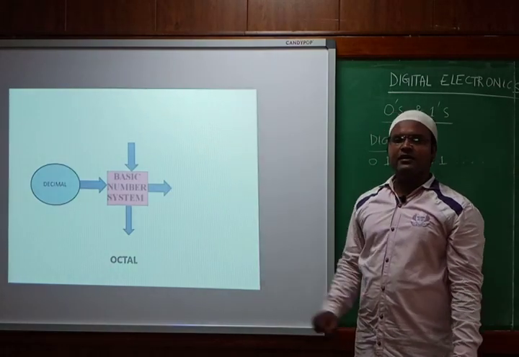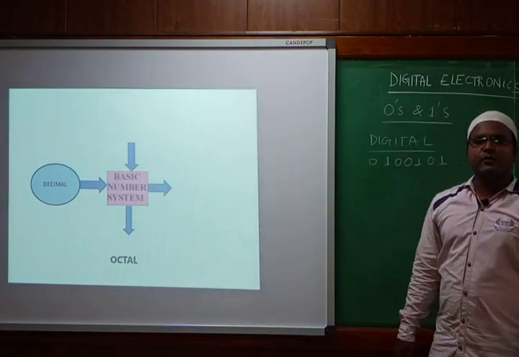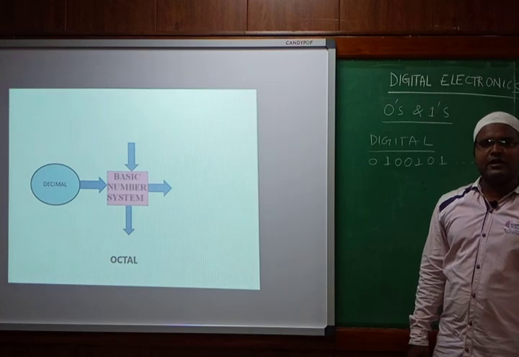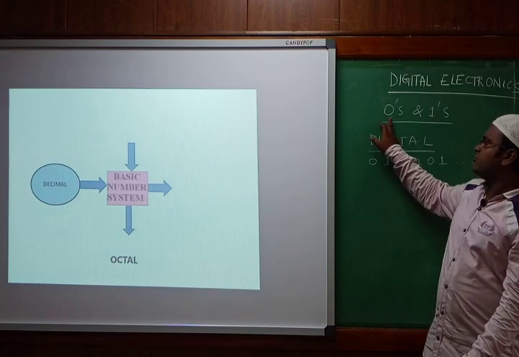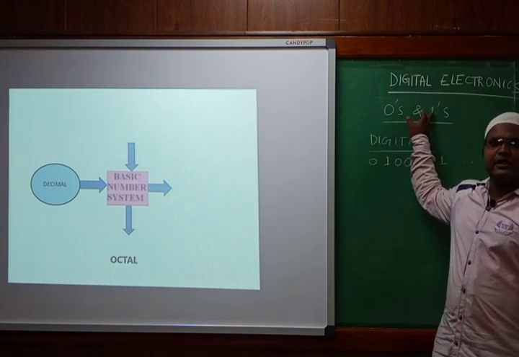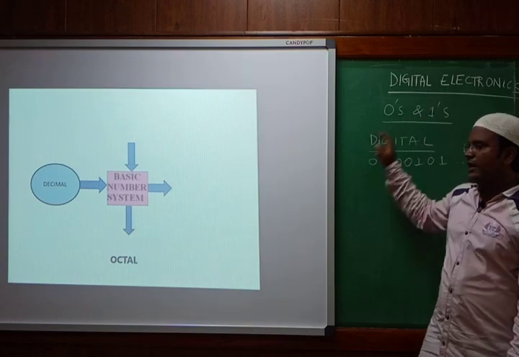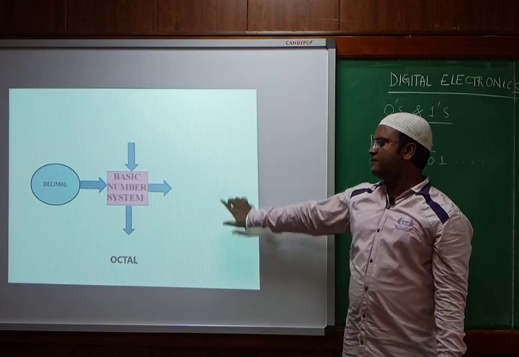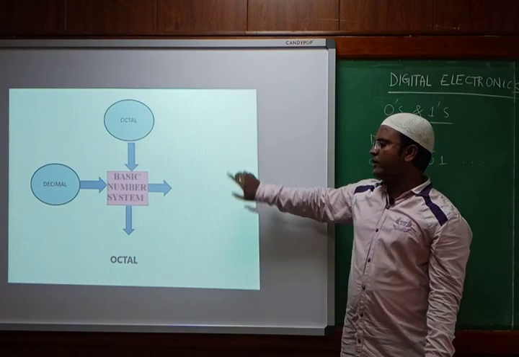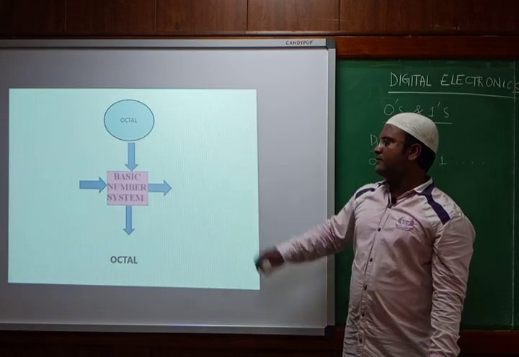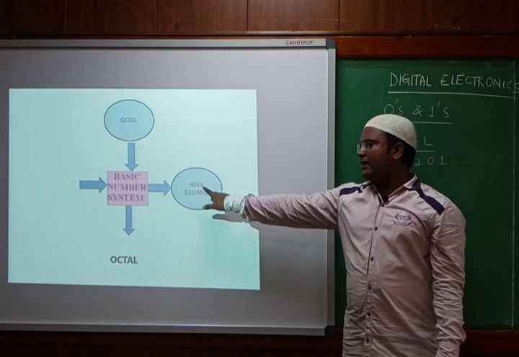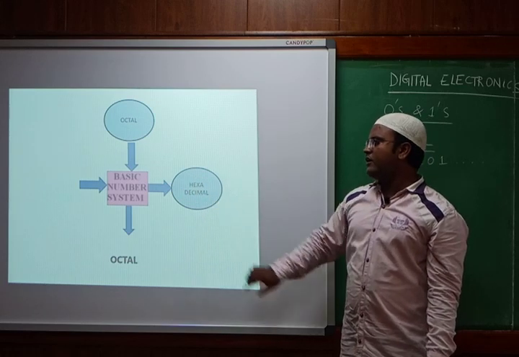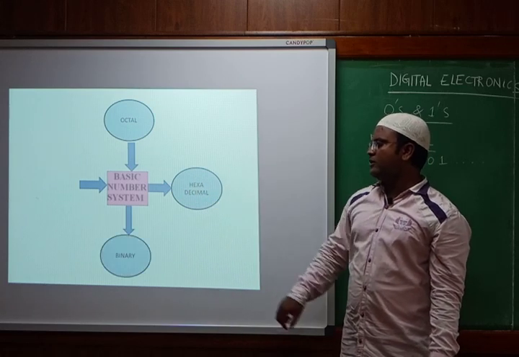As I said in the previous class also, what is a number system? The number system is the combination of zeros and ones based upon the information we are giving. So the first one is decimal, the second one is octal, the third one is binary, and then we have hexadecimal. These are the four types.